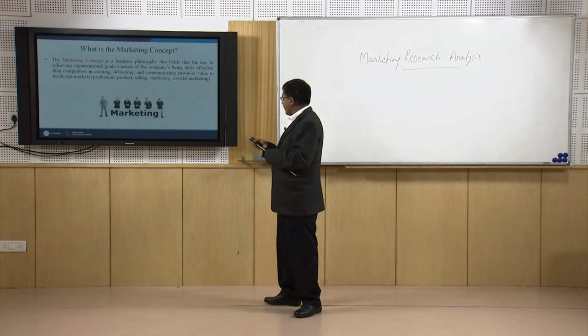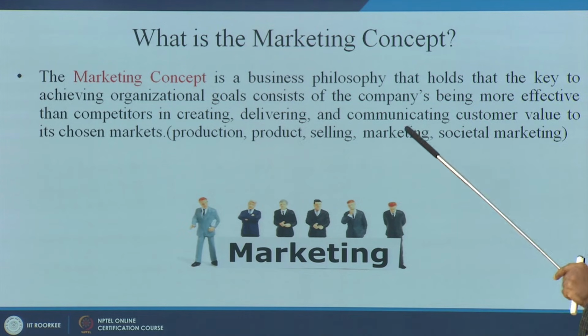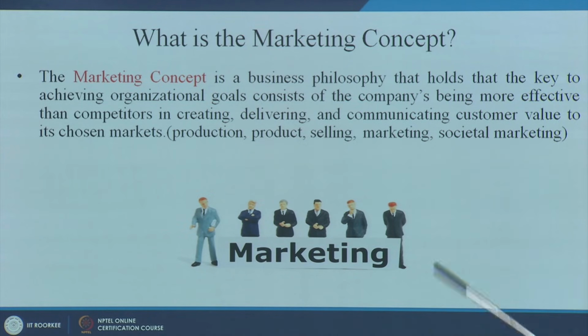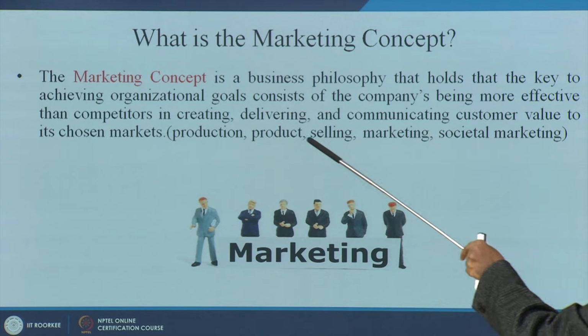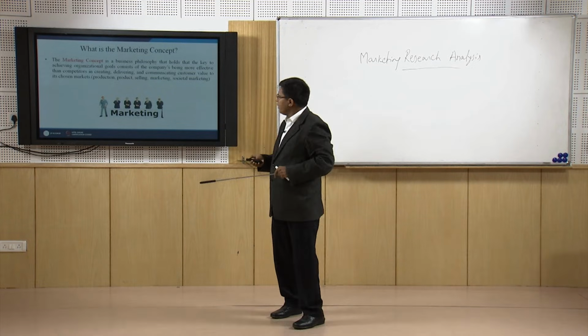So, if you look at it now, it is a business philosophy that holds the key to achieve the organizational goals and consists of the companies being more effective than competitors in delivering the customer value. Now, what are the concepts? There are 5 concepts, if you can see this. These are the 5 concepts.